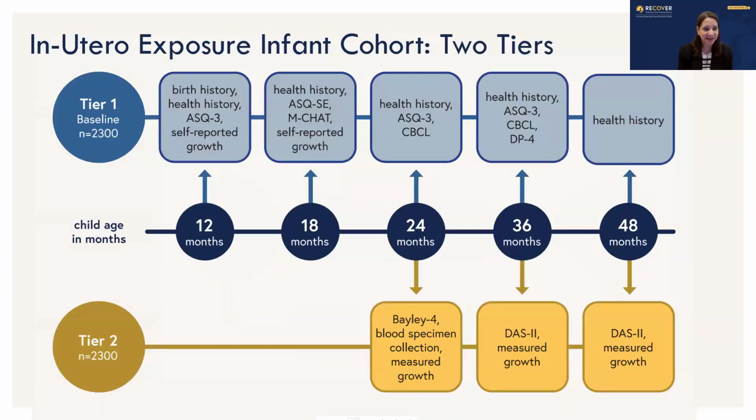Next slide. And so for this cohort, our tiers are described slightly differently in that Tier 1 occurs longitudinally over time, but includes remote data collection. And our Tier 2 recurs longitudinally over time, but focuses on in-person assessments. And here we begin following these infants at 12 months of life, and we follow them when they're 12 months, 18 months, 24 months, 36 months, and 48 months old.